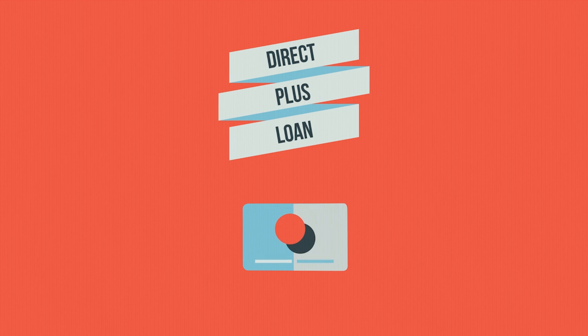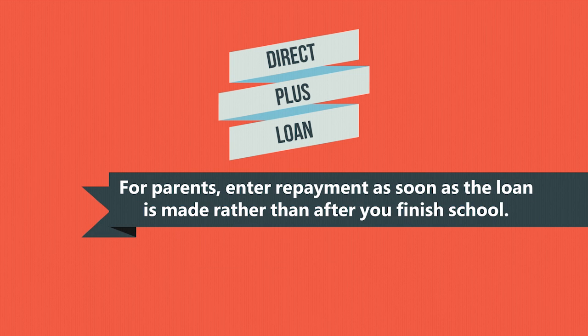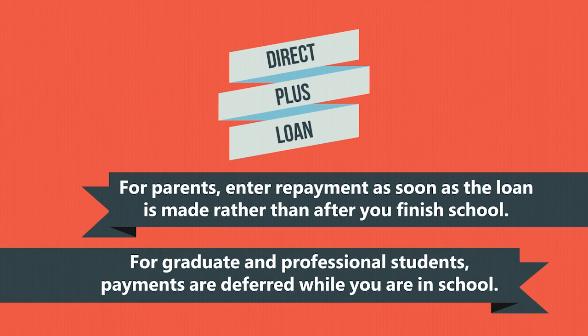First, no credit check is required for other direct loans, but a PLUS loan requires a credit check, and those with an adverse credit history may be denied. While other federal loans have annual limits to how much you can borrow, those who take PLUS loans can borrow up to the cost of attendance minus other aid received. PLUS loans for parents enter repayment as soon as the loan is made rather than after you finish school. For graduate and professional students, payments are deferred while you're in school.